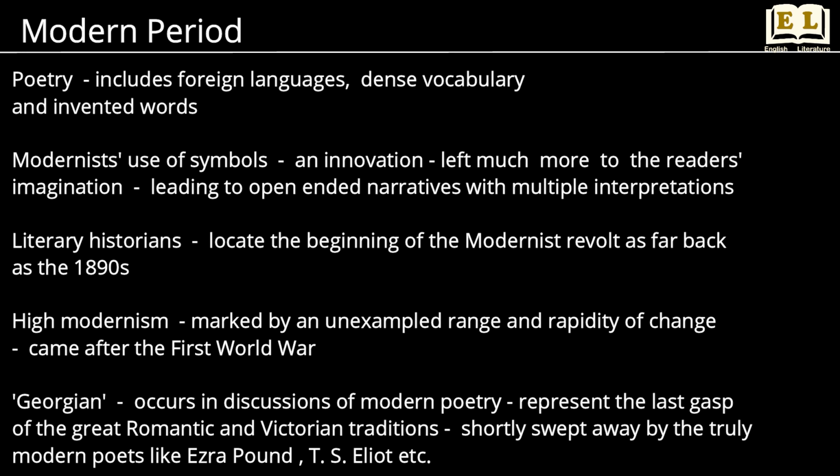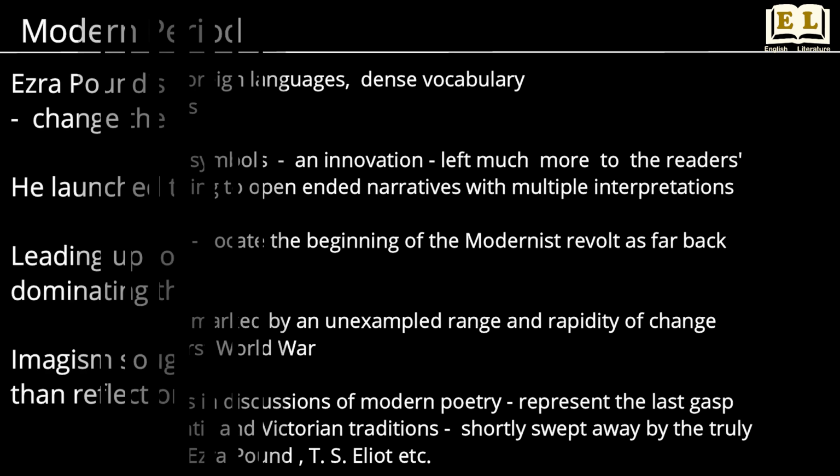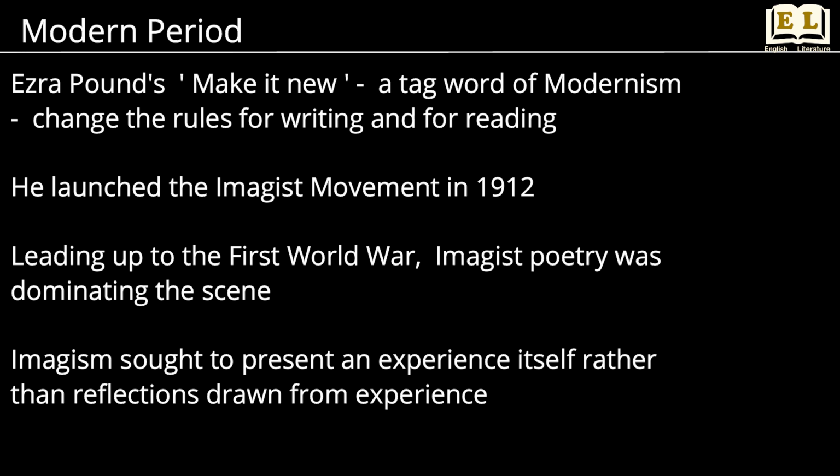The word Georgian frequently occurs in discussions of modern poetry. They represent the last gasp of the great Romantic and Victorian traditions. They were shortly swept away by the truly modern poets like Ezra Pound, T.S. Eliot, etc. Ezra Pound's "Make It New" is a tag word of modernism, by which he meant change the rules for writing and for reading. He launched the Imagist movement in 1912.